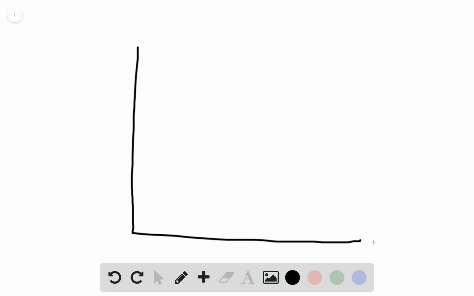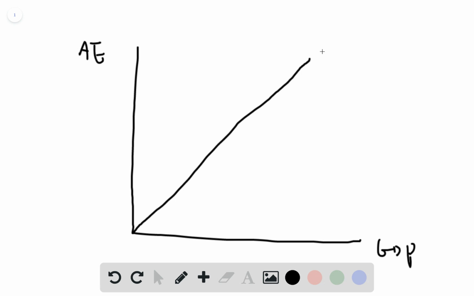On the graph, the x-axis is real GDP, and the y-axis is the real aggregate expenditure. And we have the 45-degree line. On the 45-degree line, the total output or real GDP equals the real aggregate expenditure. So this is a 45-degree line.